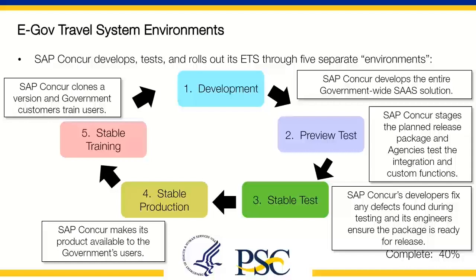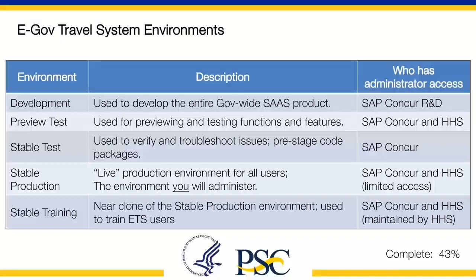Fourth is stable production. SAP Concur makes its product available to the government's users. Finally, we have stable training. SAP Concur clones a version and government customers train users. The development environment is used to develop the entire government-wide SaaS product. Administrator access is limited to the SAP Concur R&D. The preview test environment is used for previewing and testing functions and features. Administrator access is limited to SAP Concur and HHS.